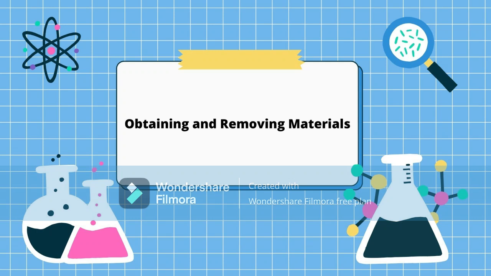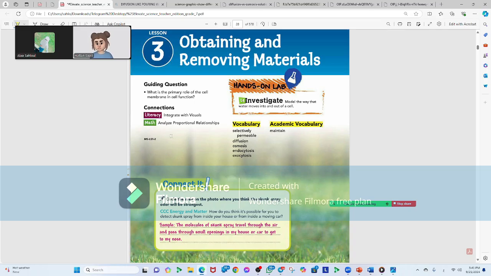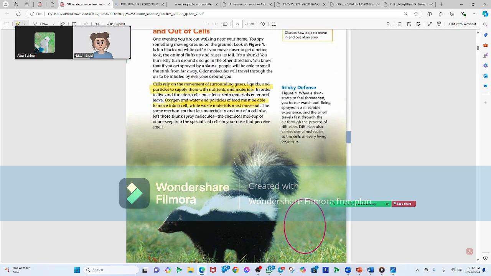Okay, so our lesson today is about obtaining and removing materials. Let's revise what we talked about today and how this process happens. Cells rely on the movement of surrounding gases, liquids, and particles to supply them with nutrients and materials.